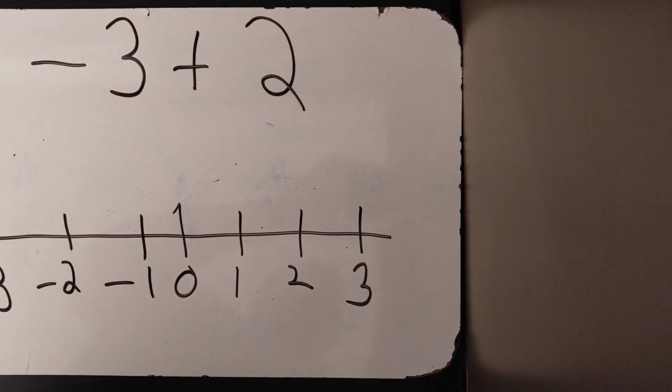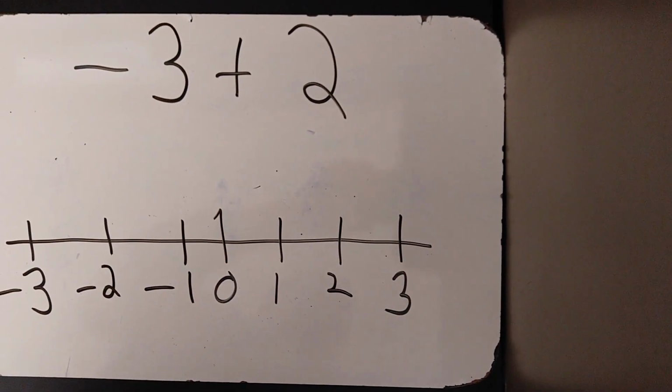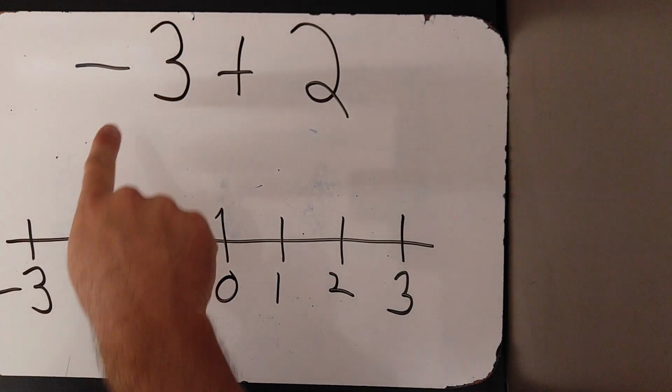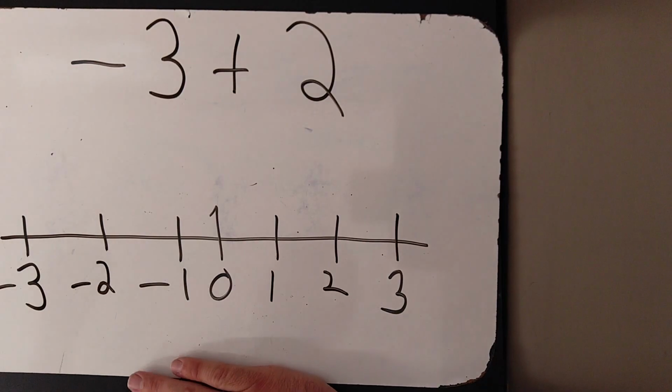These problems are review for Lesson 1-4 and Lesson 1-5. The first problem is -3 plus 2. You can get help using a number line for these problems.